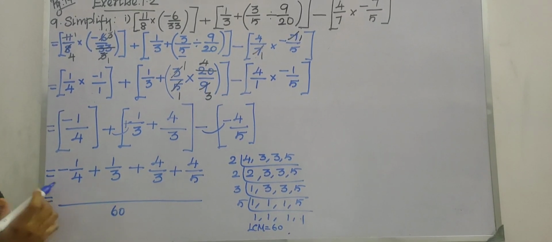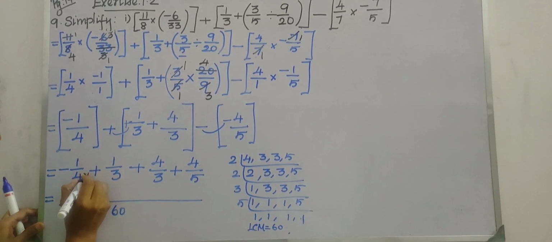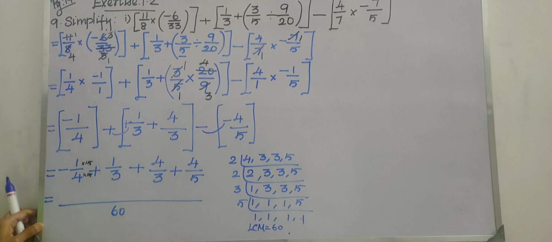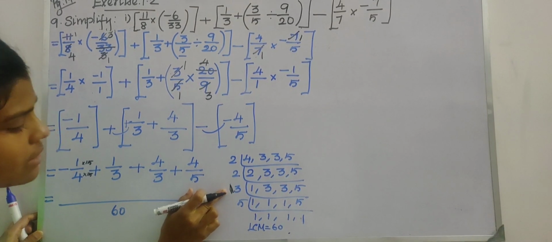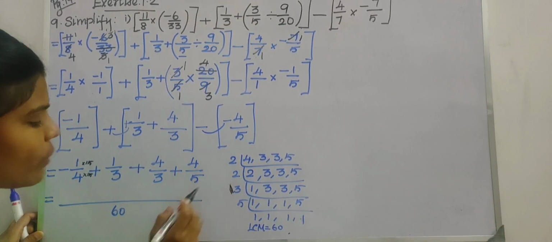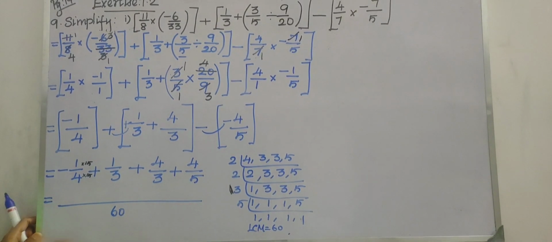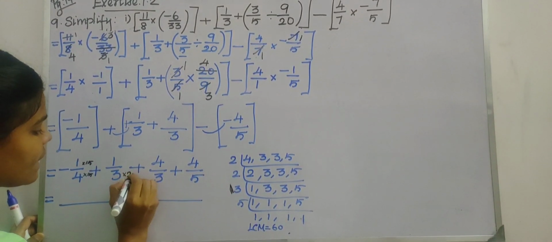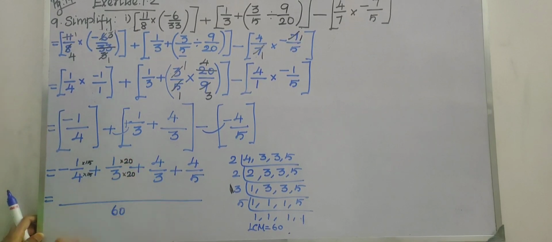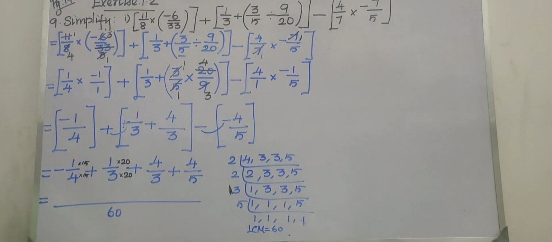Now what will be multiplied with this 4 to get 60? 15 4s are 60, right? So we can put 15. So we can multiply 15 in the numerator as well as in the denominator. Okay children, and again what will be multiplied with this 3 to get 60? See, here we are having 3, right? So leave this 3 and multiply all other numbers. 5 4s are 20, 20 3s are 60. So we need to multiply 20 in the numerator and in the denominator. Okay, children, can you all understand?